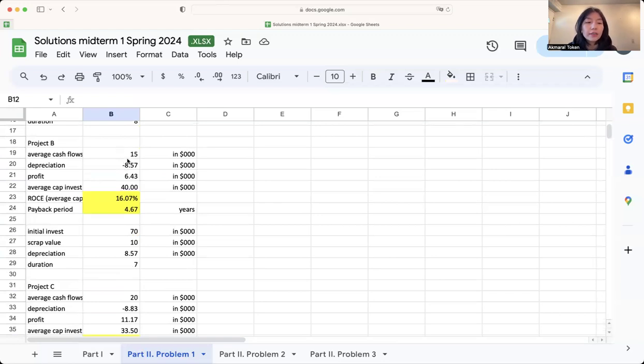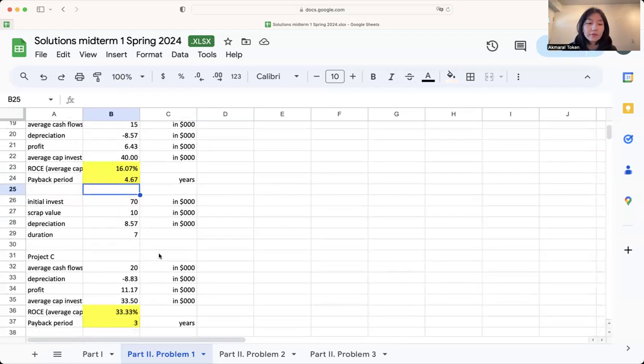In every case, you find the depreciation expense, then subtract it from cash flows to find the profit number, and find the average capital investments, which are calculated as initial investment plus scrap value divided by 2. Then you just divide the average profit by the average capital investments. In this case, it's 16.07%. And for the payback period, we just divide the initial investment by the average cash flows, because cash flows are the same for every year.